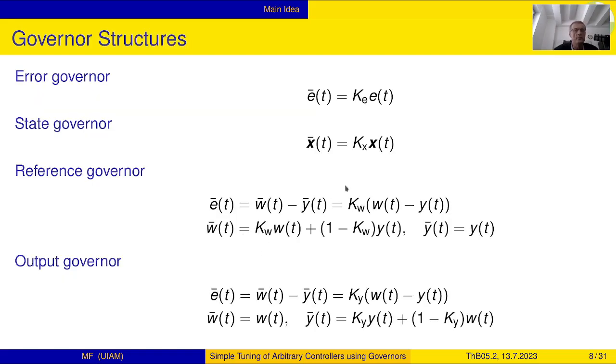We can have several possible configurations. So I already spoke about the error governor, but we can have, for example, in the case of state feedback control, a state governor, where we multiply all the states by this constant gain, or a reference governor, where we keep the process output unchanged, but based on the relation between the modified tracking error and the original tracking error, we can calculate the modified reference value, which is a linear combination of the original reference and the original process output. And in the same way, we can, for example, do an output governor, even though we do not have a very good experience with this one.